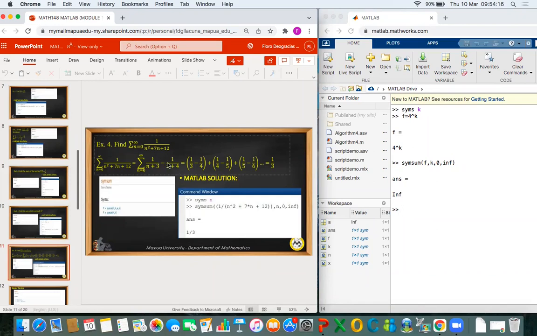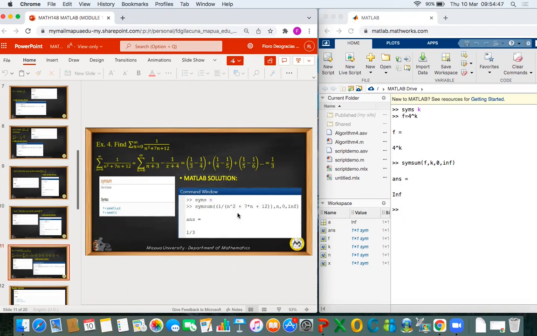Again, class, negative 1 sixth will cancel with 1 over n plus 4. Why? Because the second term cancels with the first term. So this is what is left, as well as 1/3, right? So we take now the limit of 1/3 minus the limit of 1 over n plus 4. This will be 0. So what is left is 1/3. So that is your manual solution.